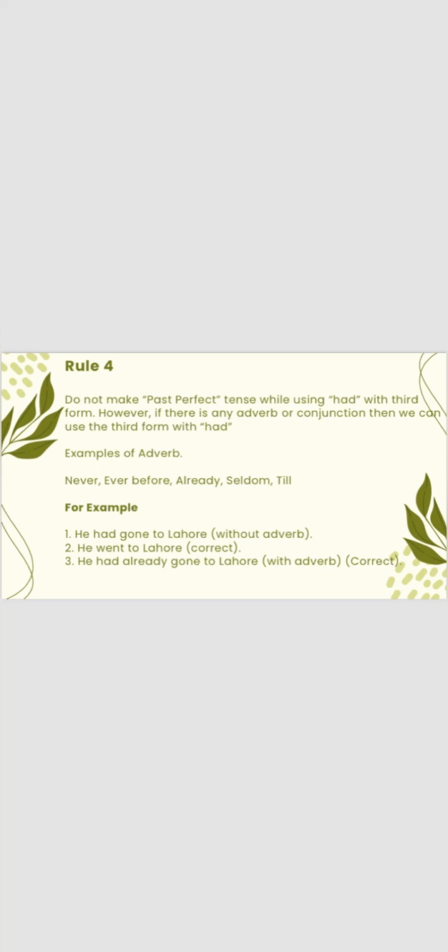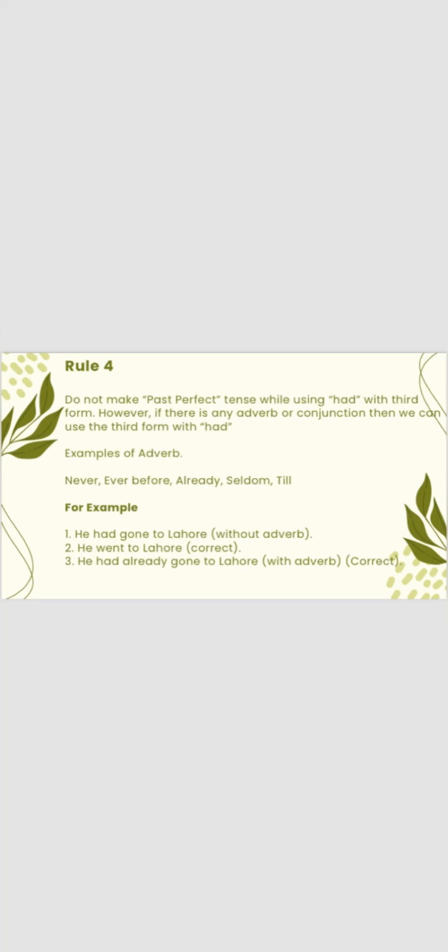Therefore, if you have an adverb or conjunction in a sentence, you can use had with the third form. Examples of adverbs are never, ever, before, already, seldom, till. These are some of the adverbs you can use to make the third form with had. For example, he had gone to Lahore.